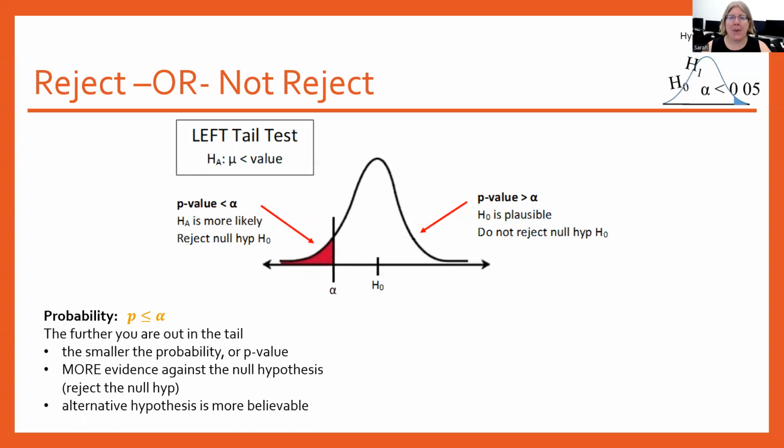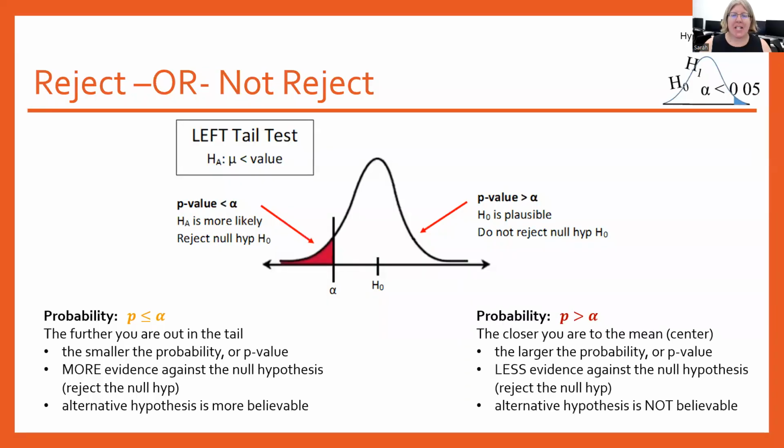For right now, if we're looking at this as a normal distribution and our p-value is smaller than alpha, what that means is that you are way out in the tails. And the further you're out in the tails, the smaller the probability or p-value. It means you have more evidence against the null hypothesis, so you're likely to reject it because the alternative hypothesis seems more believable.